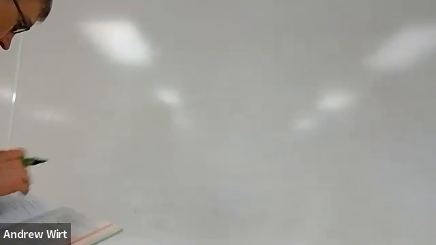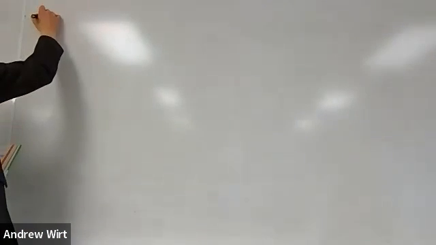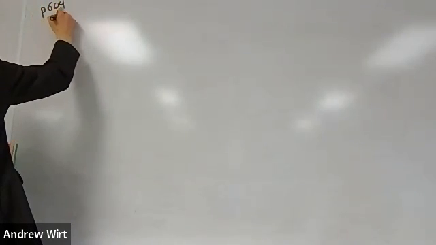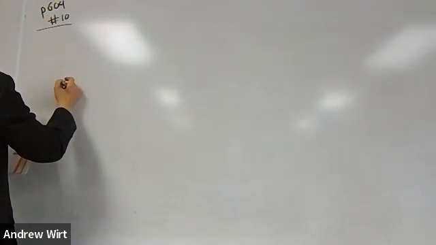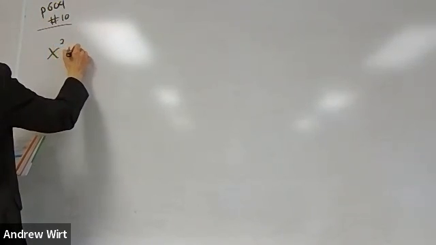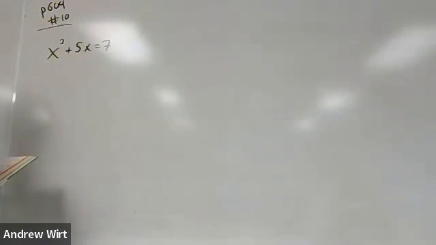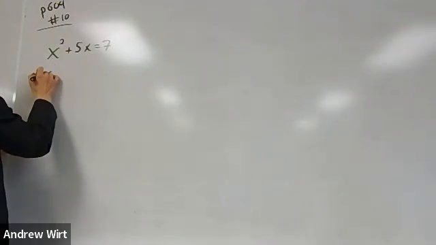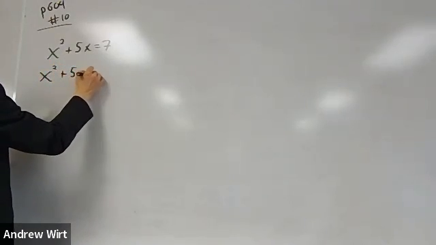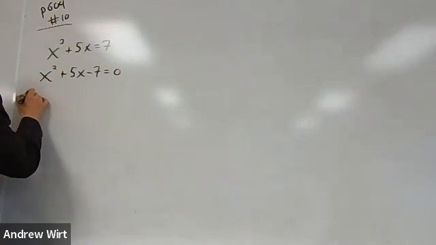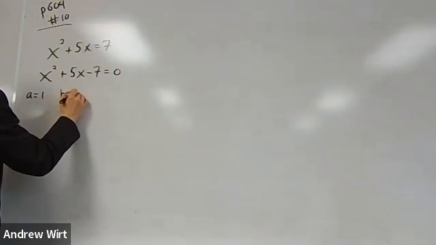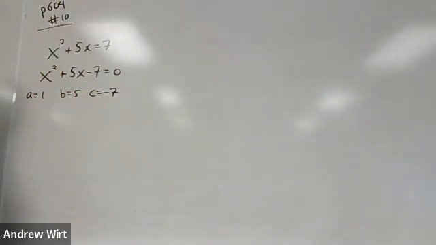So from 8.2, this is page 604, we're going to do number 10. Now we're given this quadratic. It's not in standard form. You need to get everything over to one side. And now we can pick out the values of A, B, and C. The coefficient on the x squared term is 1, so A is 1, B is 5, C is -7.